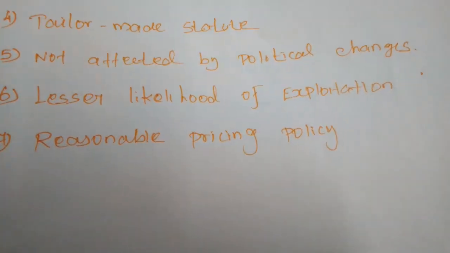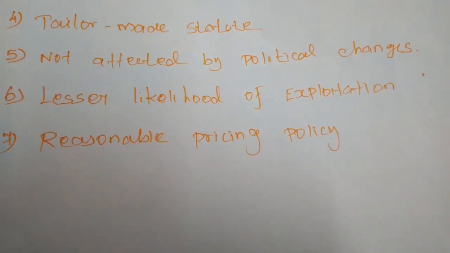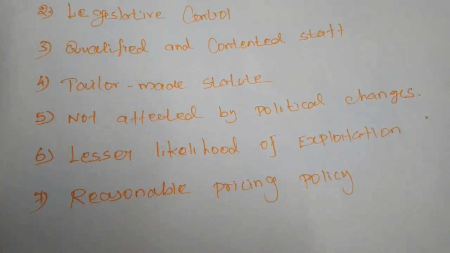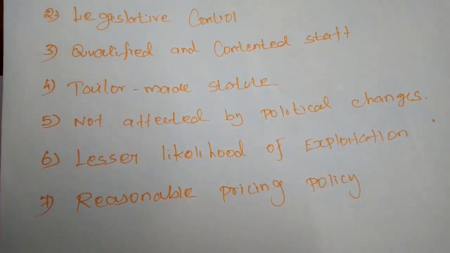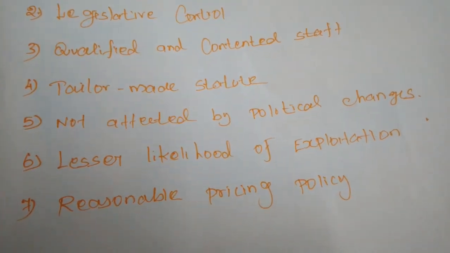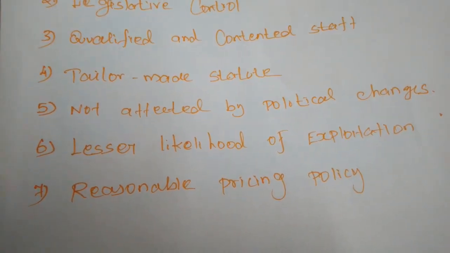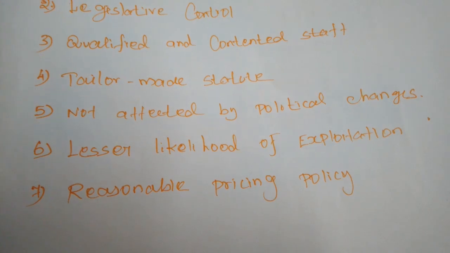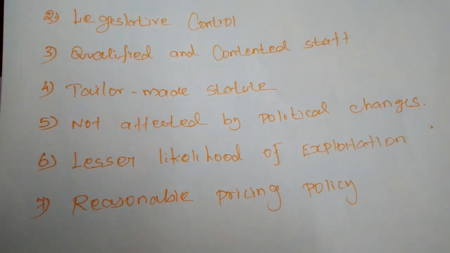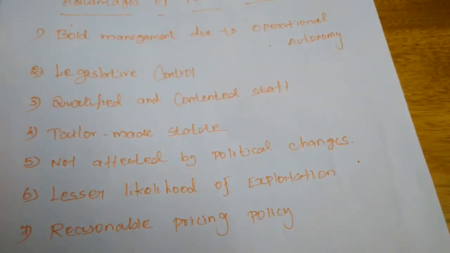Next, reasonable pricing policies. A public corporation follows a reasonable pricing policy based on cost-benefit analysis. When they have the cost-benefit analysis, they produce commodities at a reasonable cost of production, and they will never sell any commodity above the cost of production. Hence, the public are generally satisfied with the provision of goods and services by public corporations. The goods and services provided by the public corporations will be reasonable and will satisfy the consumers. So, there are seven advantages in our public corporations.